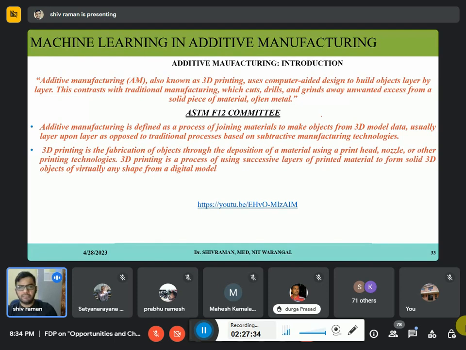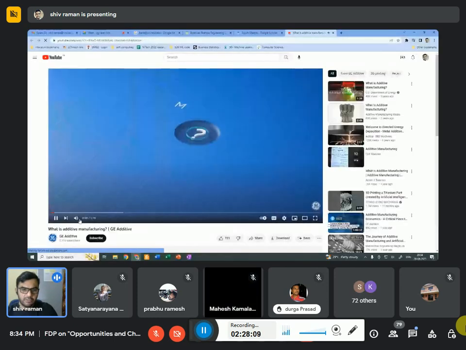I will tell you, but before that, let's understand what additive manufacturing is. Additive manufacturing is layer by layer deposition of material, and objects are made from 3D model data. Once the 3D model data is supplied to your machine, it is sliced in a layer by layer fashion, and with the help of a printer head or nozzle, it is deposited layer by layer. So probably with this YouTube link, I will be able to communicate in a better way.